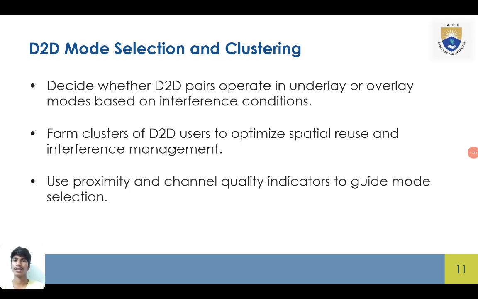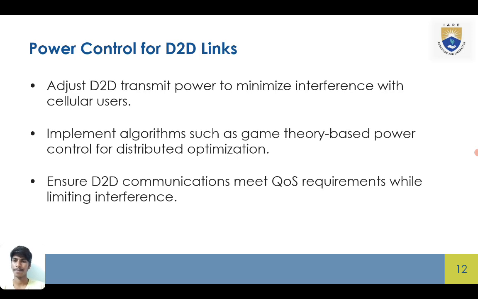D2D mode selection and clustering. Decide whether D2D pairs operate in underlay or overlay modes based on interference conditions. Form clusters of D2D users to optimize spatial reuse and interference management. Use proximity and channel quality indicators to guide mode selection.